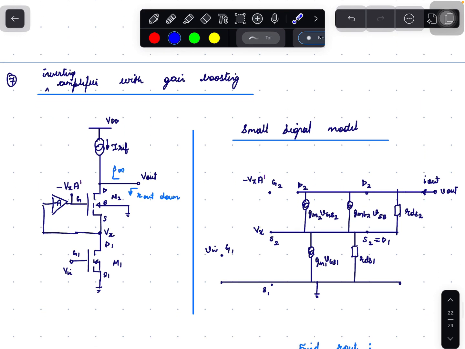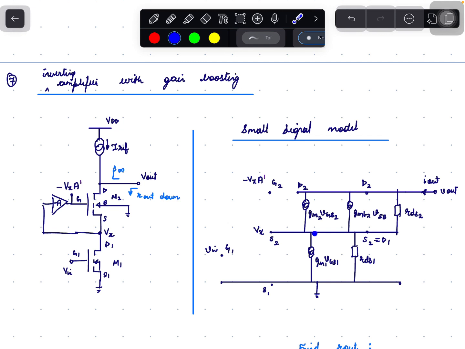So let us consider the circuit, that is the inverting amplifier with gain boosting. Let us draw the small signal model of this circuit. So we have gate G1 connected to Vin, source S1 is grounded. Then we have D1, which has a voltage Vx. So this is D1, which is equal to S2, that is the source of transistor M2.